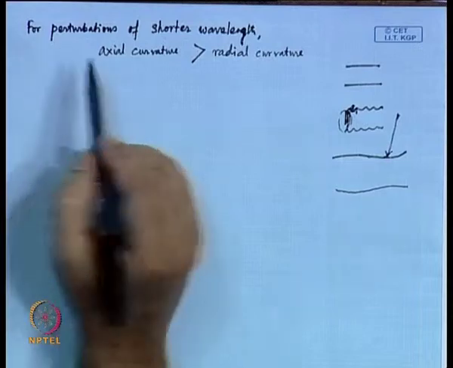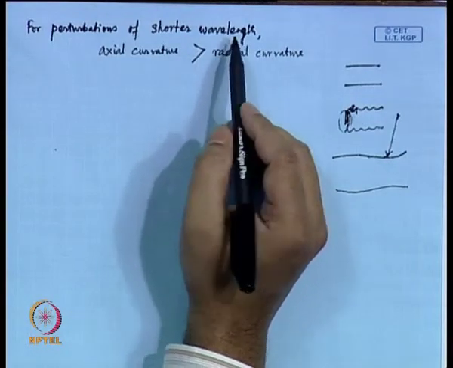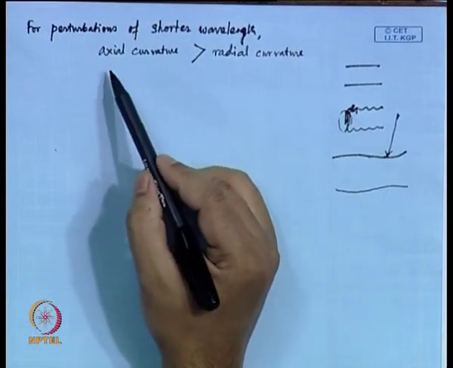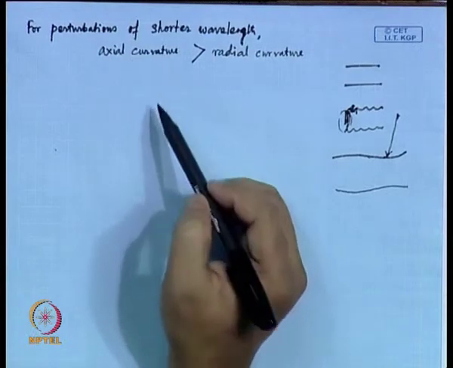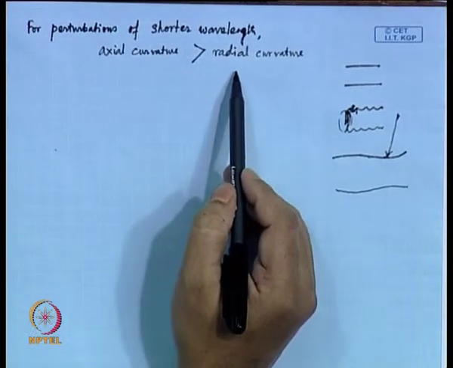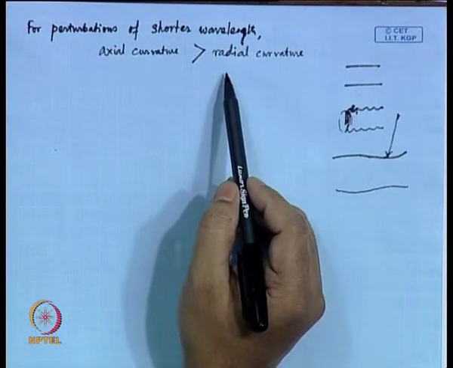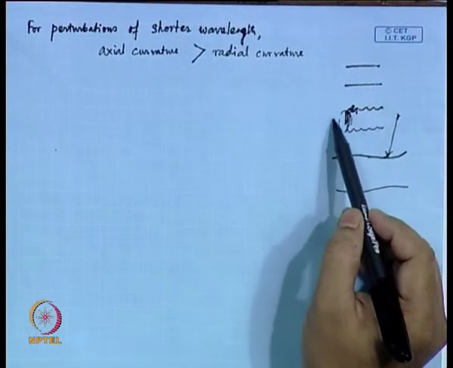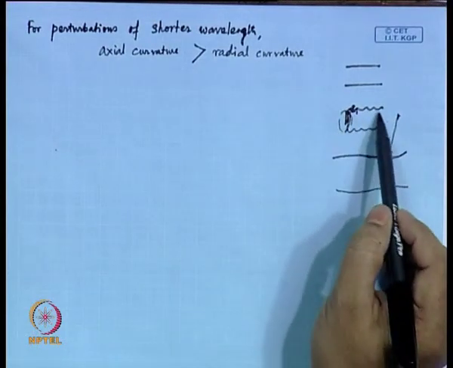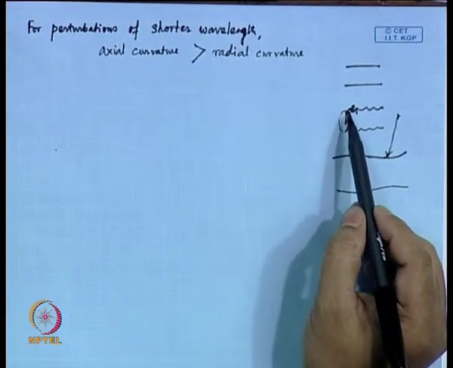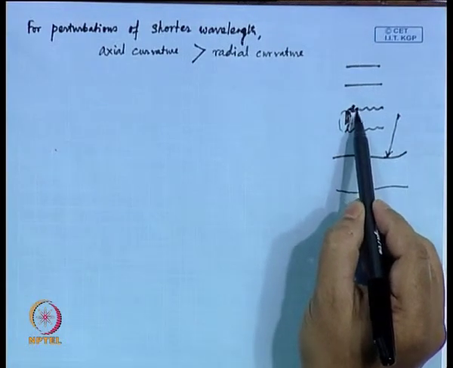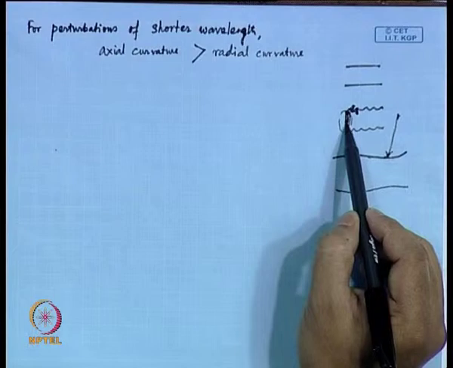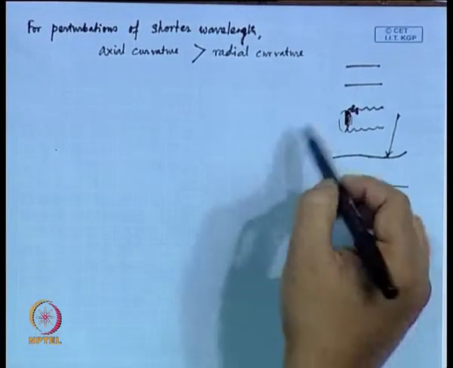So, we are trying to conclude that for perturbations of shorter wavelength, the axial curvature, which is the reciprocal of the radius of curvature, is greater. So, the axial radius of curvature is less than the radial radius of curvature. In this case of a shorter wavelength, the axial radius of curvature, this quantity, is much less than the radial radius of curvature, whereas in the other case it is the other way.